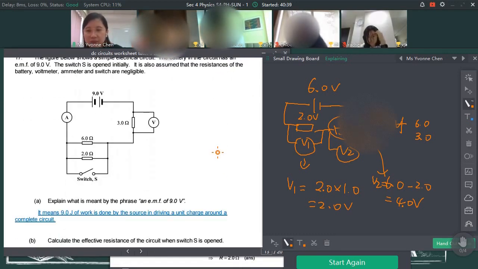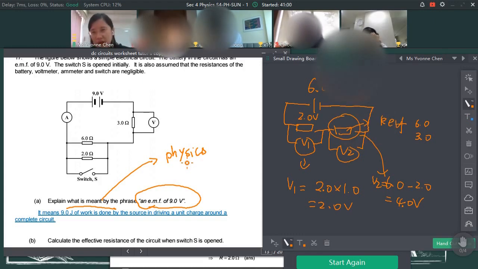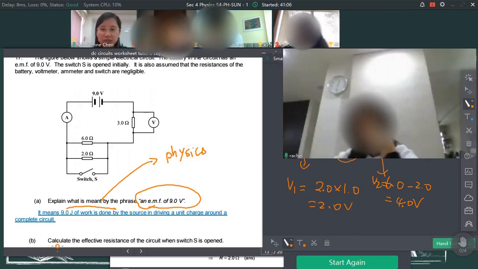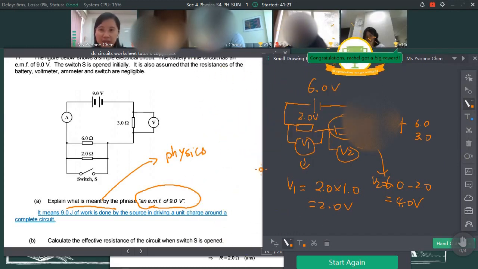Explain what is meant by the phrase an EMF equals 9.0 volt. Please take note for all physics questions: if they ask you what is meant by, do they ask you to explain, or to write down whatever you understand, or must it be the definition? Rachel? Must be the definition. Very good. Thank you, Rachel. It must be the definition. Don't give me other things.